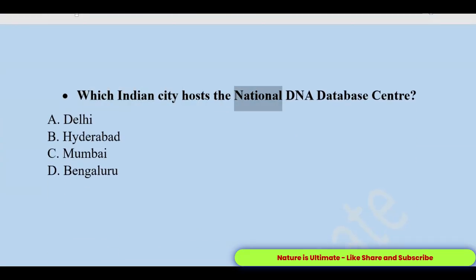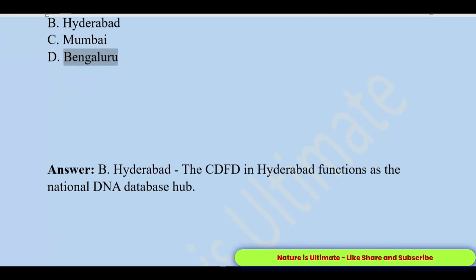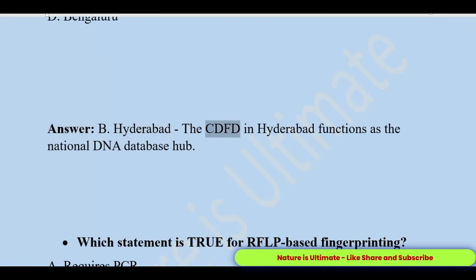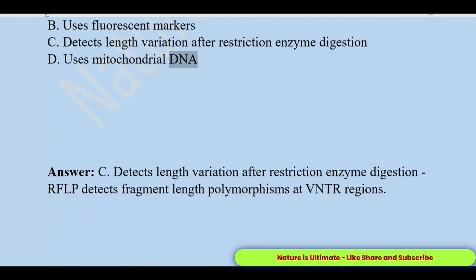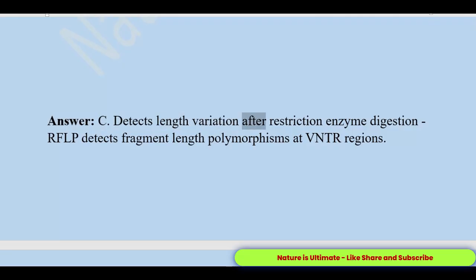Which Indian city hosts the National DNA Database Center? A. Delhi. B. Hyderabad. C. Mumbai. D. Bengaluru. Answer, B. Hyderabad. The CDFD in Hyderabad functions as the National DNA Database Hub. Which statement is true for RFLP-based fingerprinting? A. Requires PCR. B. Uses fluorescent markers. C. Detects length variation after restriction enzyme digestion. D. Uses mitochondrial DNA. Answer, C. Detects length variation after restriction enzyme digestion. RFLP detects fragment length polymorphisms at VNTR regions.